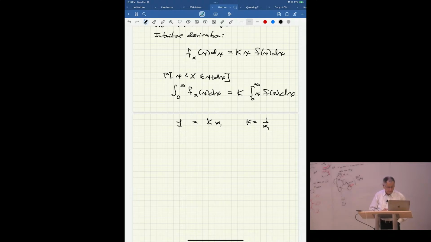So that it integrates to 1. Okay. So then we get that little f sub x of x is equal to, getting rid of these integral signs, x f of x divided by m1. I just put in k equals 1 over m1. So that's one equation. But now let's find the residual life. This was the lifetime. Let's find the residual life.